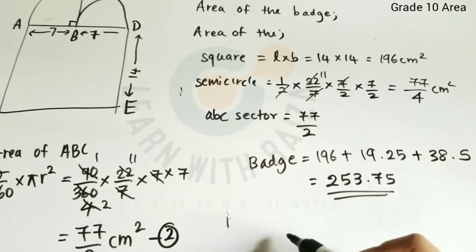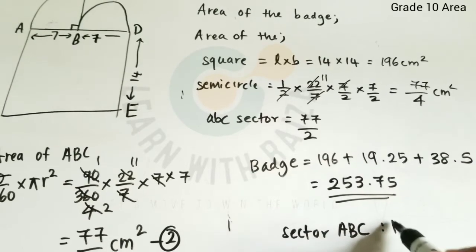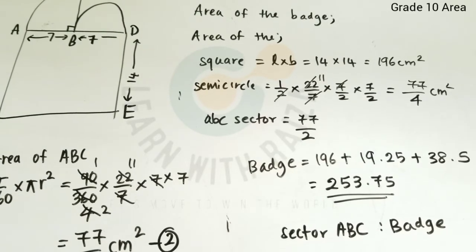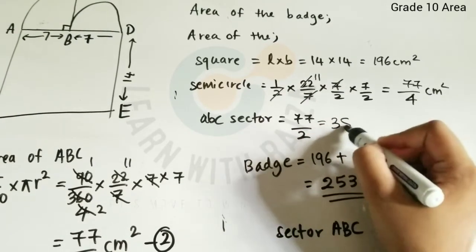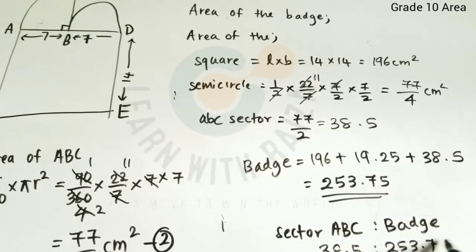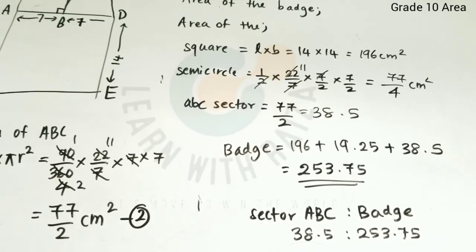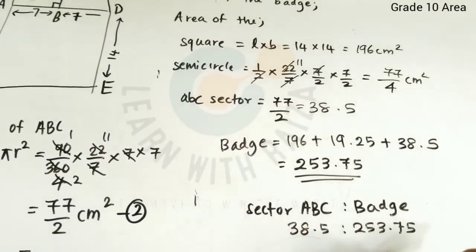So they are asking the ratio of area of the sector ABC is to badge. So area of sector ABC in decimal form, I told you it is equal to how much? 77 upon 2 means 38.5. So that 38.5 I can write here is to 253.75. So can we simplify that further? I don't think we can simplify since decimal coming. Yeah, if you like, you can take in fractional form and see. But you can leave your answer even up to this point.